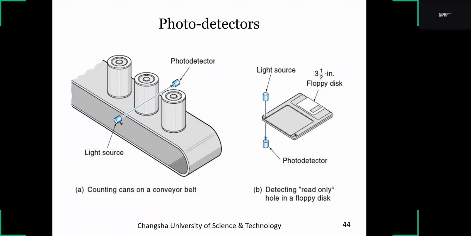Photo detector, the light source. When the object moves along this direction, the light cannot pass and cannot be detected by the photo detector.